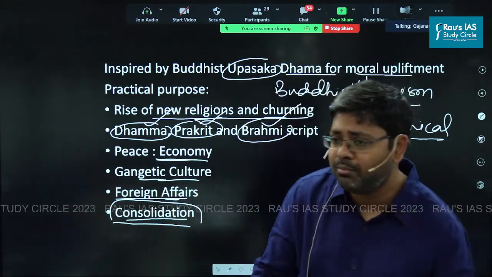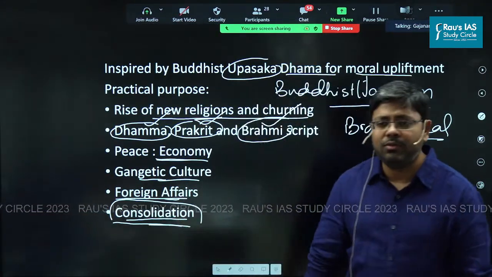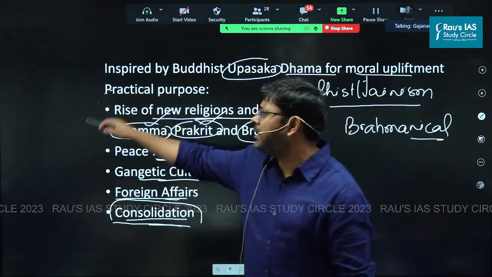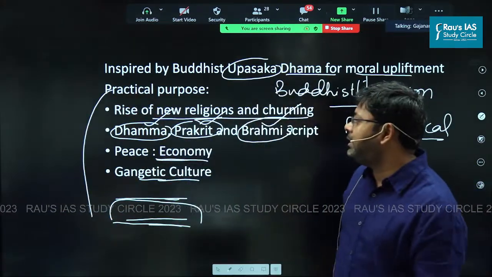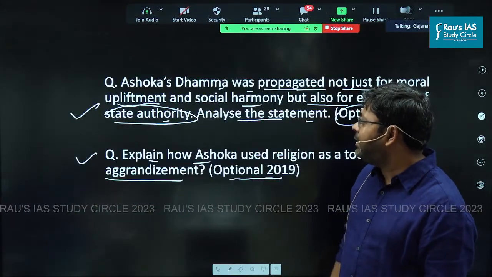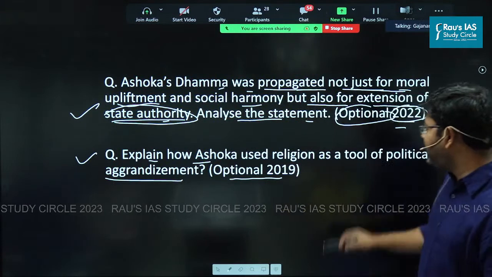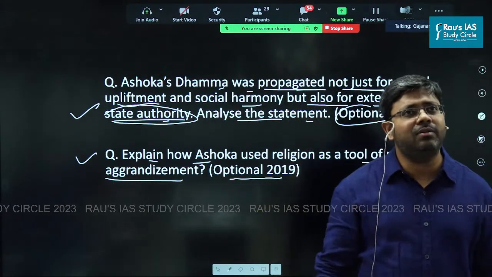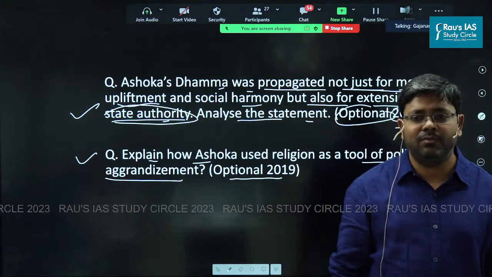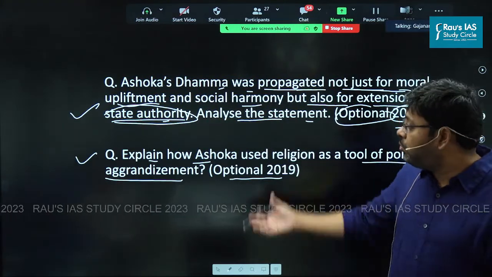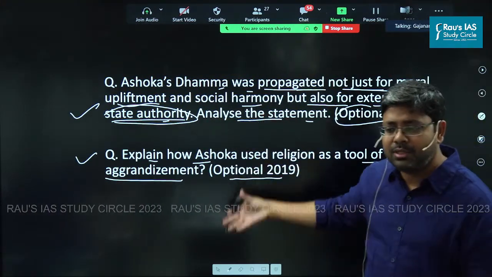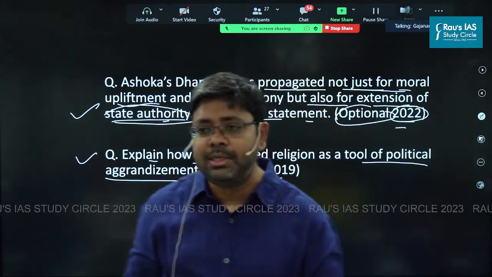Don't you think that Dhamma was also a tool of consolidation? Don't you think that Dhamma was very practical? Now, the question is, can you answer that Dhamma was helping in state authority? Dhamma was helping in political expansion? Is it not very easy? That is what the question is. Going through the question and then through the syllabus, it becomes super easy to tackle the exam.